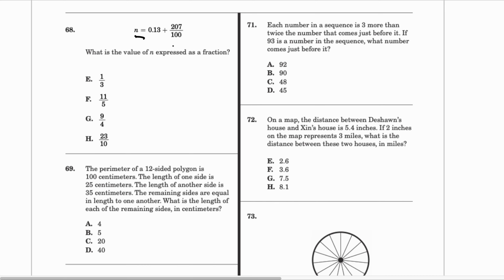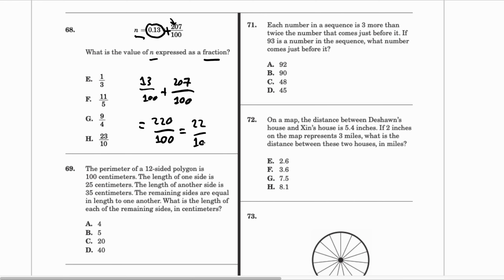So we're being asked what the value of n is expressed as a fraction. So we see that this 0.13 is right now a decimal, and we're asked to add it to this fraction. So we can take this 0.13 and express it as 13 over 100, and then keep the other fraction, 207 over 100. And then we just add these together. So that's 13 plus 207 would be 220 over 100. And now we have to simplify this. So we can divide both by 10 to get 22 over 10. And then both of these are divisible by 2, so that would just be 11 over 5, which is F.